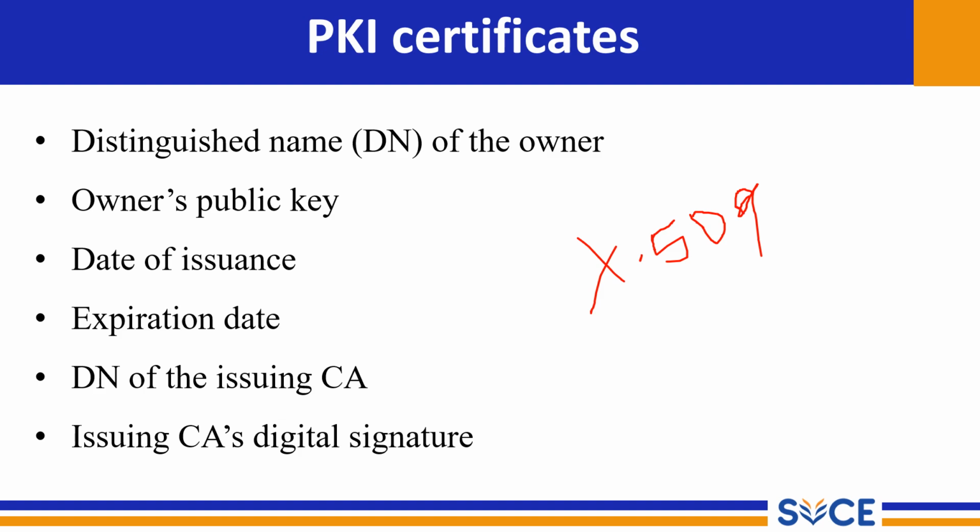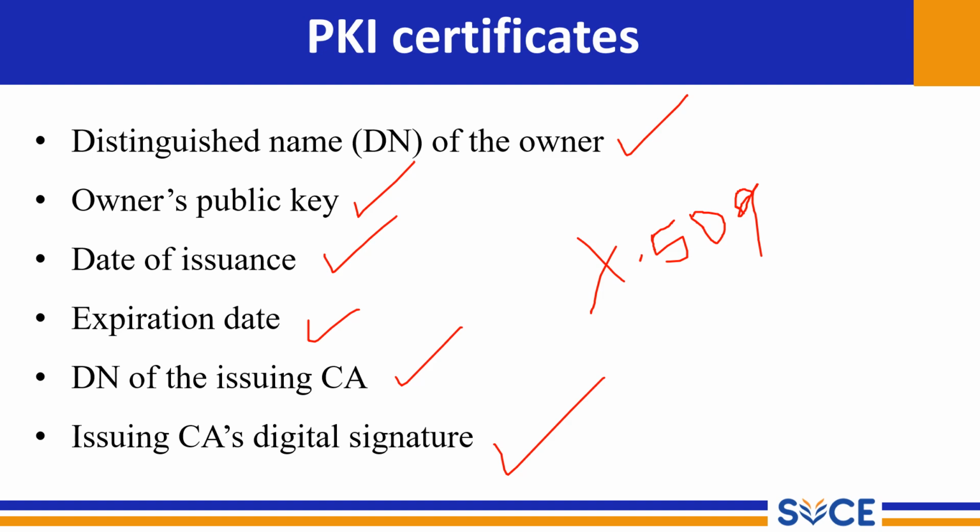Okay, so here, this X.509 certificate offers a proof of identity to a requesting entity, which is verified by a third party, and works like a digital passport or a driver's license. So that particular certificate will contain a distinguished name of the owner, the owner's public key, a date of issuance, an expiration date, the distinguished name of the issuing certificate authority, and the issuing certificate authority's digital signature. Okay, so it will contain all these things.